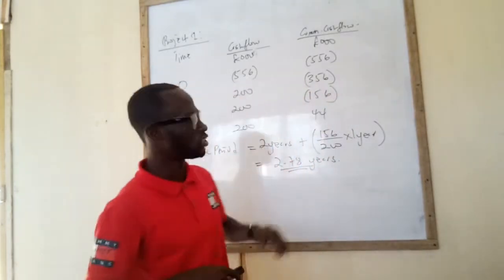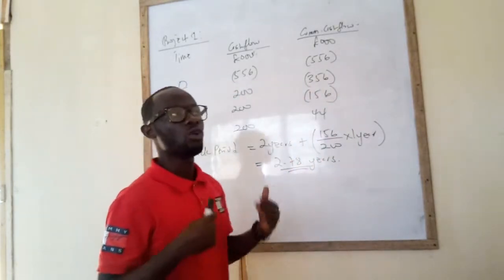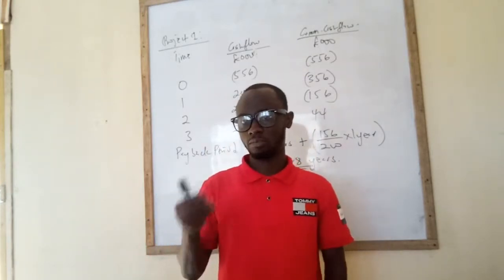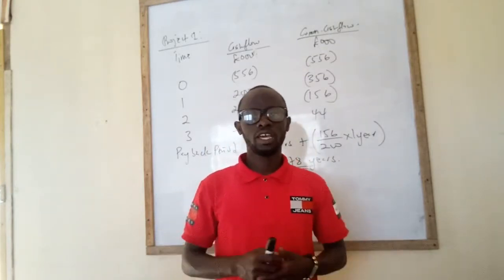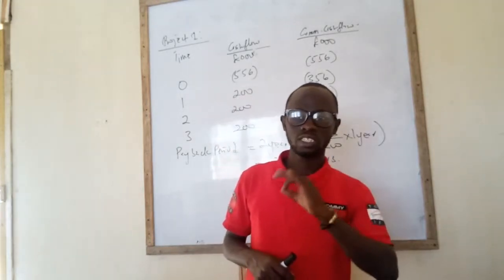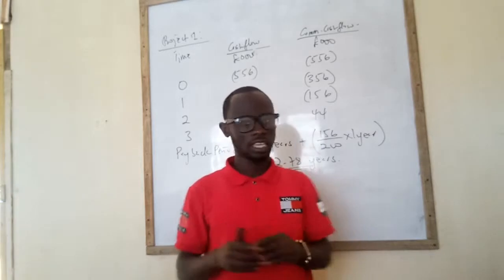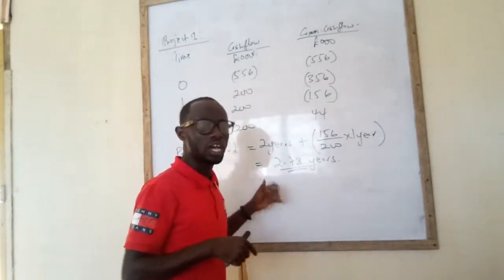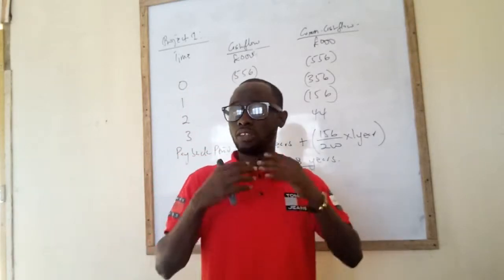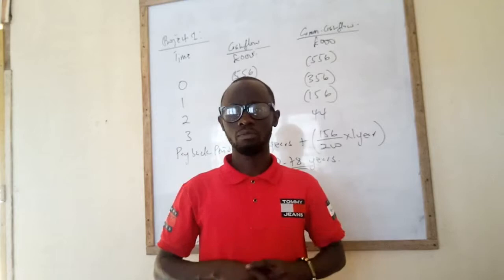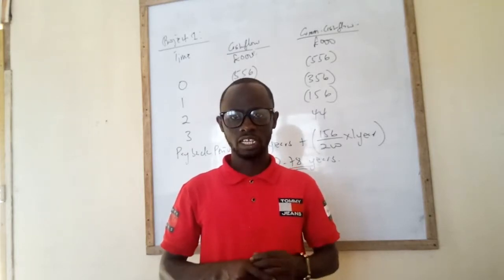Assuming it was just a single project, then we will compare this payback period against the company's required payback period. So maybe the company can say that any project that exceeds 3 years, we will not undertake that project. In that case, since this payback period is less than 3 years, then we can undertake the project. But if the payback period is more than the 3 years, as we have said as a company, then we are not going to undertake the project.